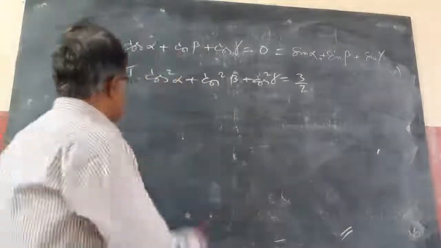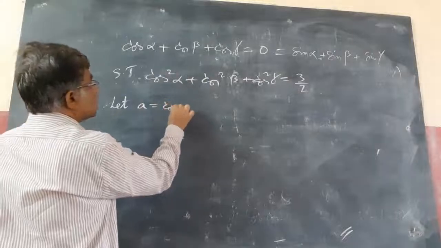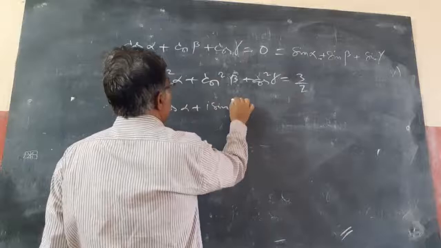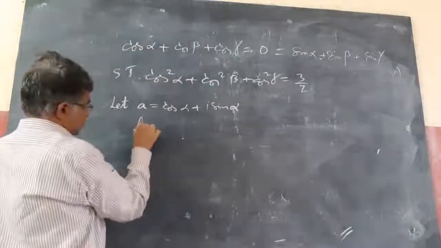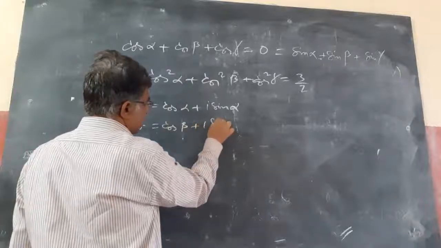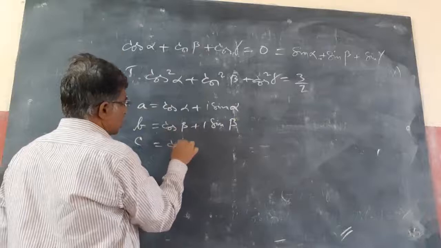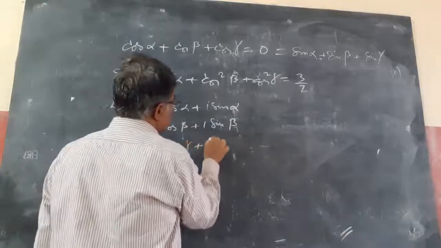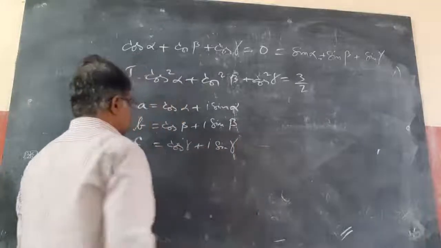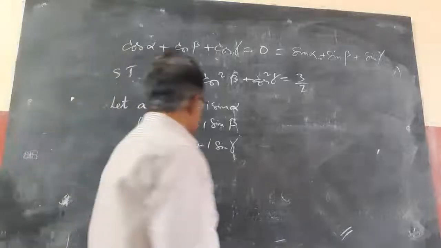First, let a equal to cos alpha plus i sin alpha, b equal to cos beta plus i sin beta, c equal to cos gamma plus i sin gamma. Now what will we get?